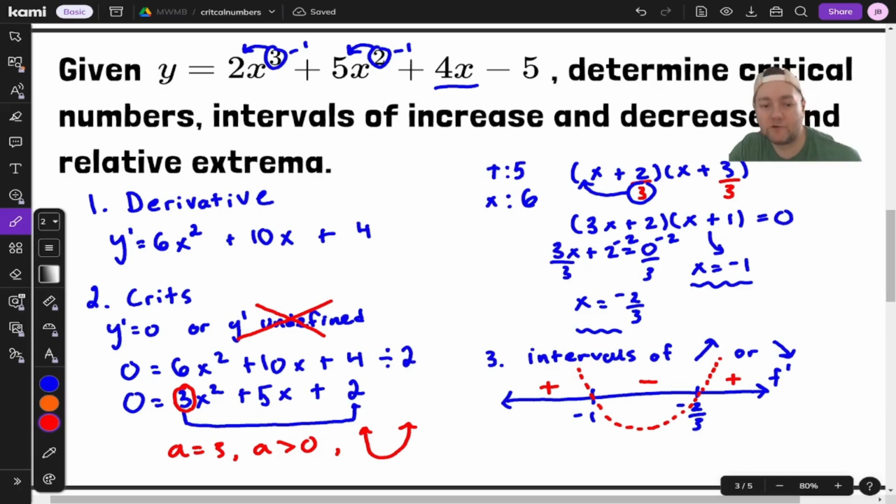So if you have a quadratic derivative, it gives you two x values or two critical numbers, you know that it's going to be plus minus plus or minus plus minus, based on opens up or opens down. This one opens up, so it's plus minus plus. If it opened down, it's minus plus minus. So we've confirmed that this graph has a max and a min.